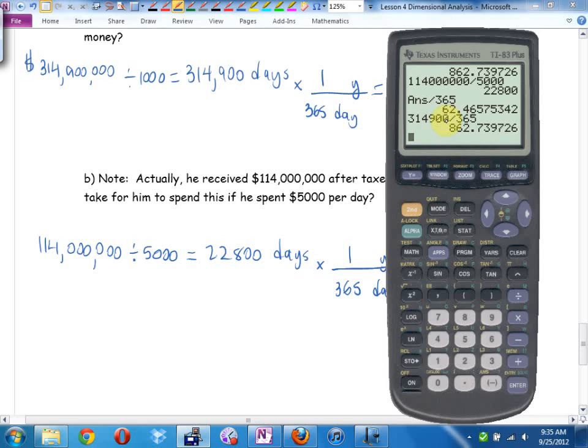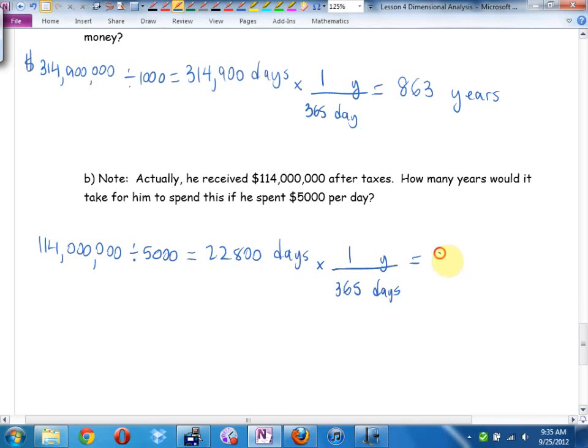I'm pretty sure the answer was nearly a millennium, almost 1,000 years of spending them. Now, of course, 500 years from now, $1,000 isn't going to be worth that much. There's inflation and interest. It's a much more complicated question than this. But having said that, about 62.5 years.